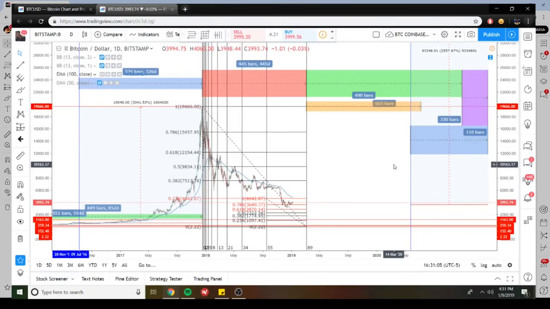Below it, you'll see the orange region, that's 490 bars, that is the region of accumulation. Then followed by, again, the blue region, which is post-halving, that is 310 bars, followed by the purple region, which is designated to be the bull run region, the absolute maximum upward momentum for Bitcoin, which is designated as 110 bars.